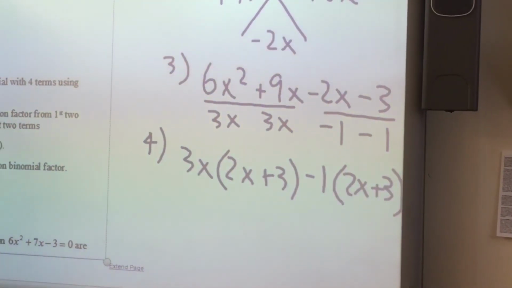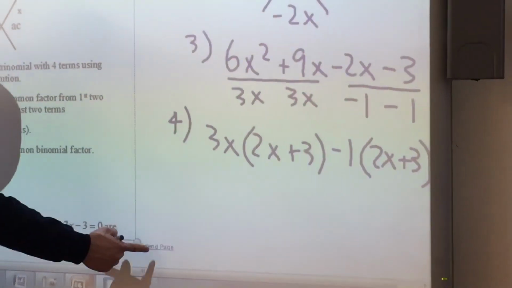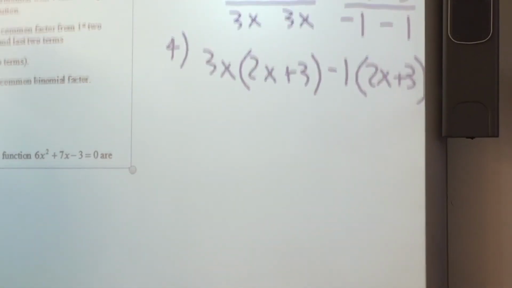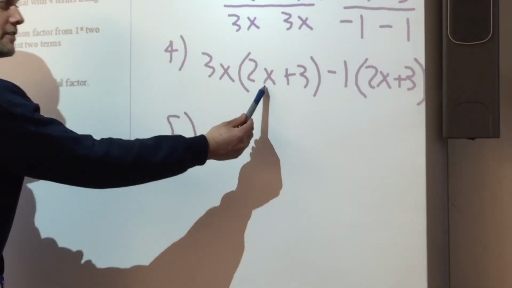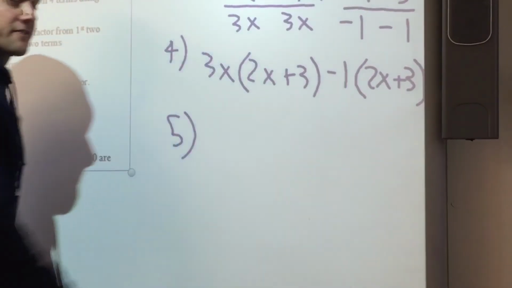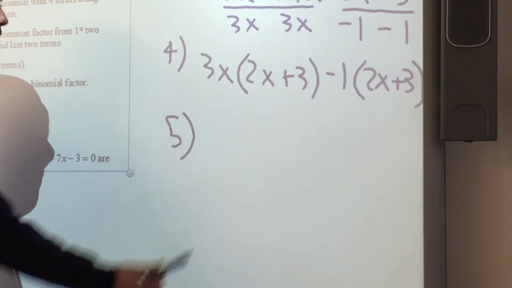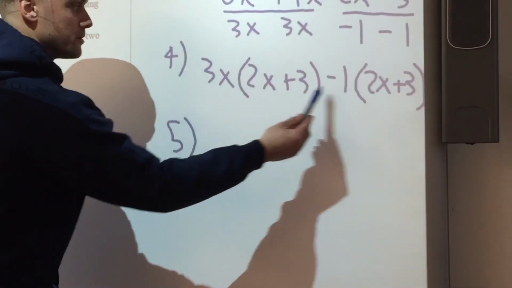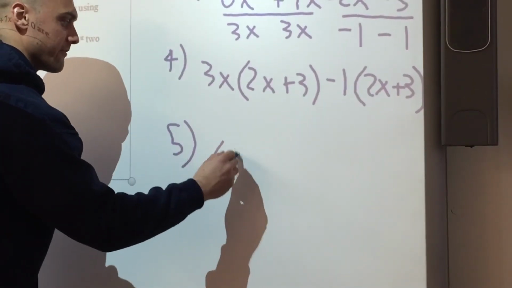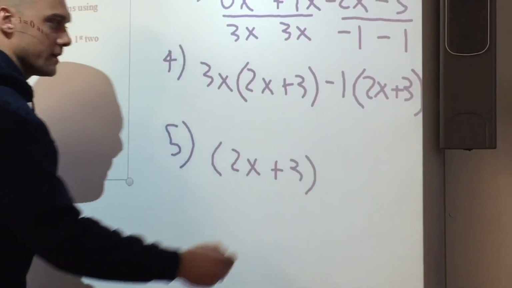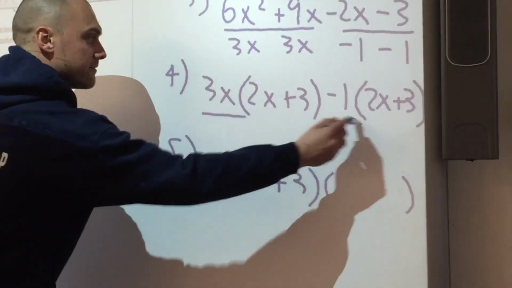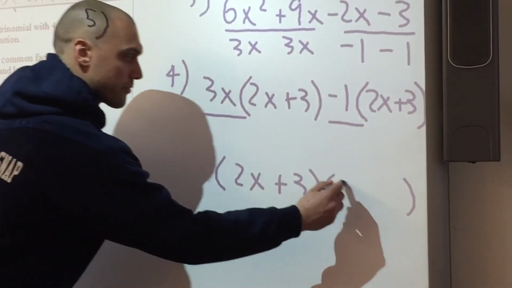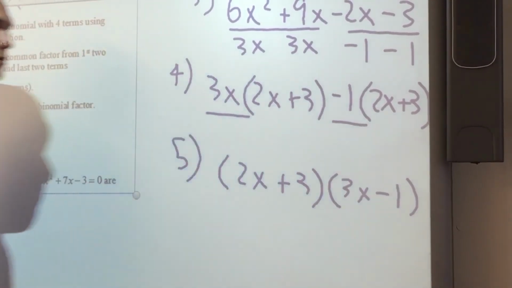Now this should look familiar. This was the same thing we just did in number 2. When we get to this last step, this factor and this factor must be the same. So here we have a common binomial factor. So the common factor is 2x plus 3. And then inside I'll be left with, when I divide, we'll be left with 3x minus 1.